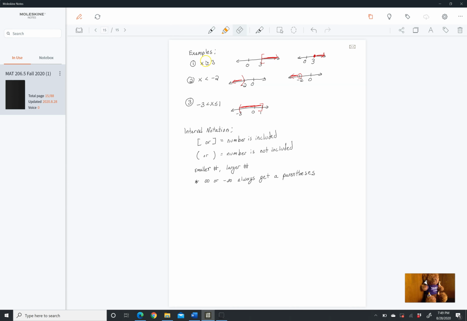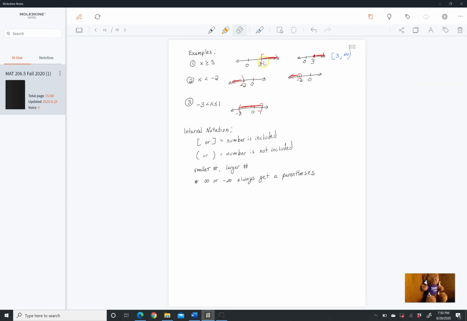Okay, so let's just go through each of these and write it in interval notation. So here we have x is greater than or equal to 3. So 3 is the smallest number in the range, okay? And since it goes on forever, infinity would be the largest number in the range. So I'm going to put the interval notation in blue. So 3 is the smallest number, and it's included, so it gets a bracket. You write 3, and then it goes to infinity, and infinity always gets a parentheses.